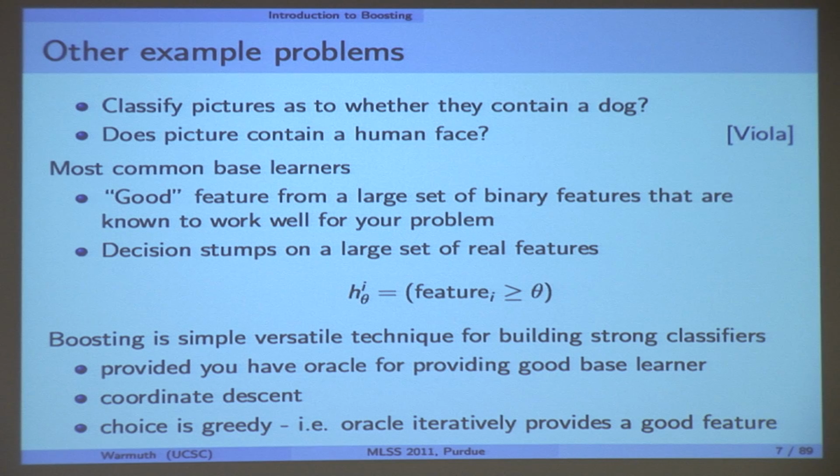So if you have a bunch of real valued features, you can turn them into decision stumps. And to some extent, this is the most common kind of weak learner that is used in practice in many applications, decision stumps.